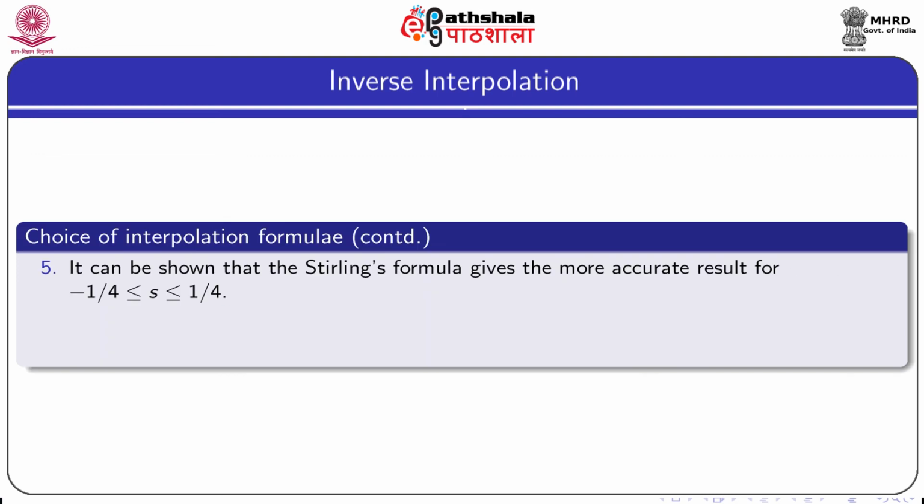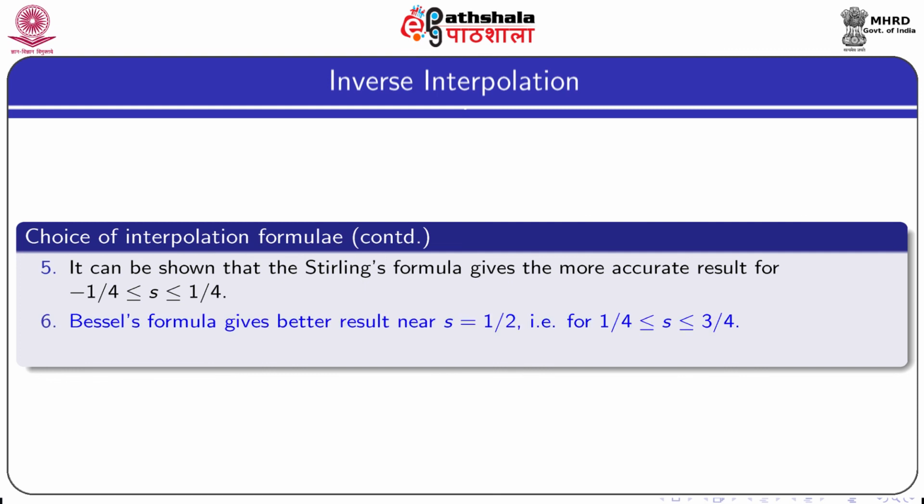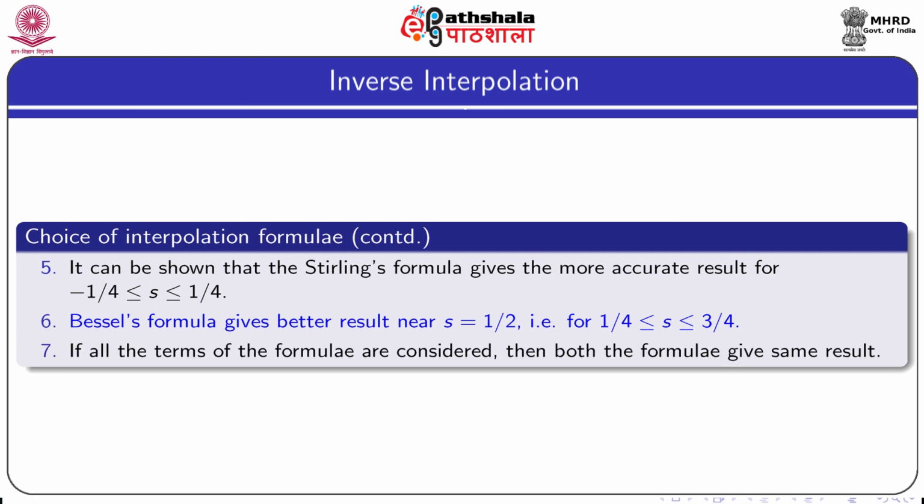It can be verified that the Stirling formula gives a more accurate result when the value of s lies between minus 1/4 and 1/4. The Bessel formula gives a better result near s equal to half, that means if s lies between 1/4 and 3/4. If all the terms of the formula are considered, then all the interpolating formulas give the same results, including the Bessel formula and the Stirling formula.